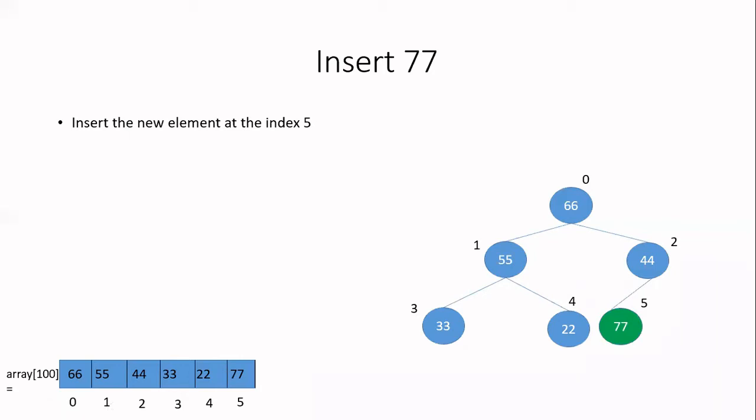That is, we have to compare the new node with its parent till we reach the root level. So I'm going to compare 77 with its parent. For that, I'm going to use the formula to calculate the address of the parent. If a node is stored at index i, its parent will be stored at index (i minus 1) by 2. Here, the node is stored at index 5, so its parent is at index (5 minus 1) by 2, that is 4 by 2, which is 2. So in this array, I'll compare array of 5 with array of 2.